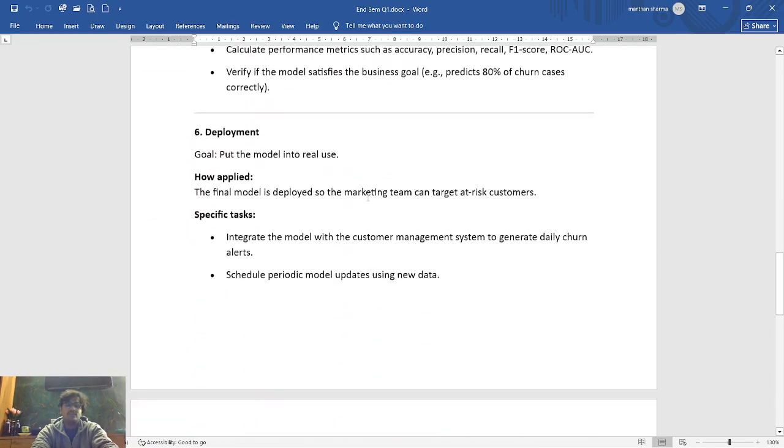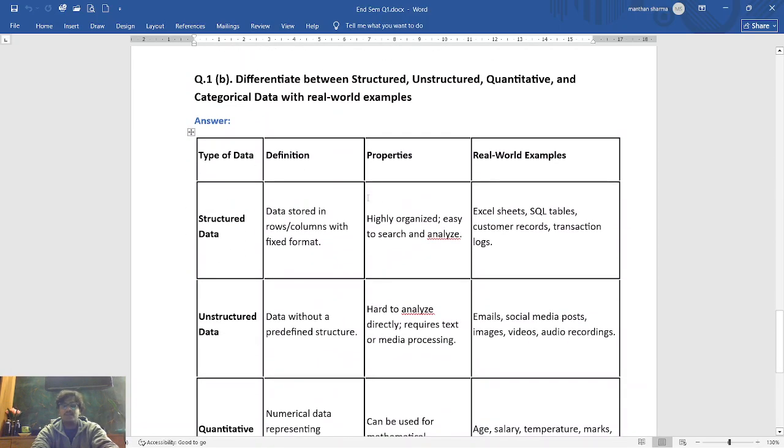Now moving on to question number one B part, where we have to differentiate between structured and unstructured, quantitative and categorical data. So structured data is data that is organized into rows and columns. It's very easy to search and analyze. The examples include Excel sheets, SQL tables, and customer transaction records. And unstructured data does not have a fixed format. It includes things like emails, social media posts, images, videos, and audio recordings. So this type of data usually requires special processing techniques.